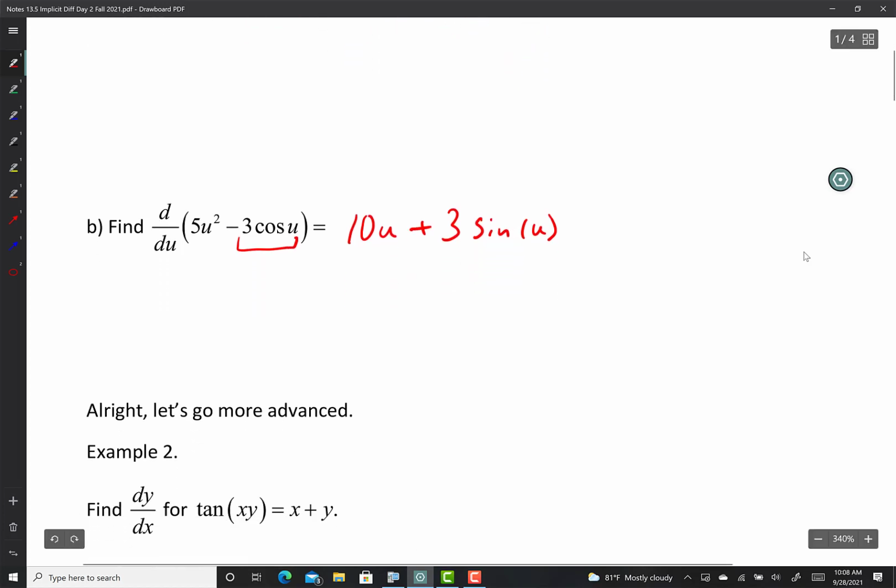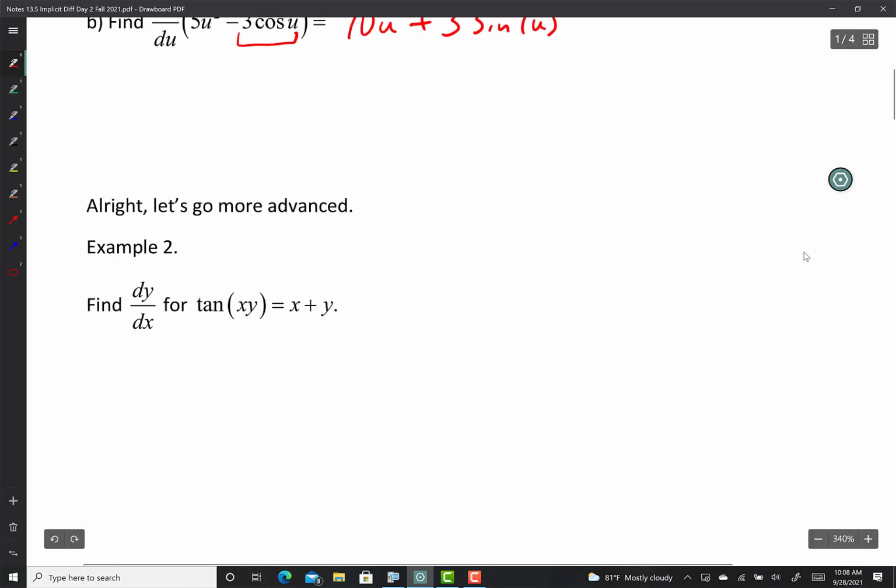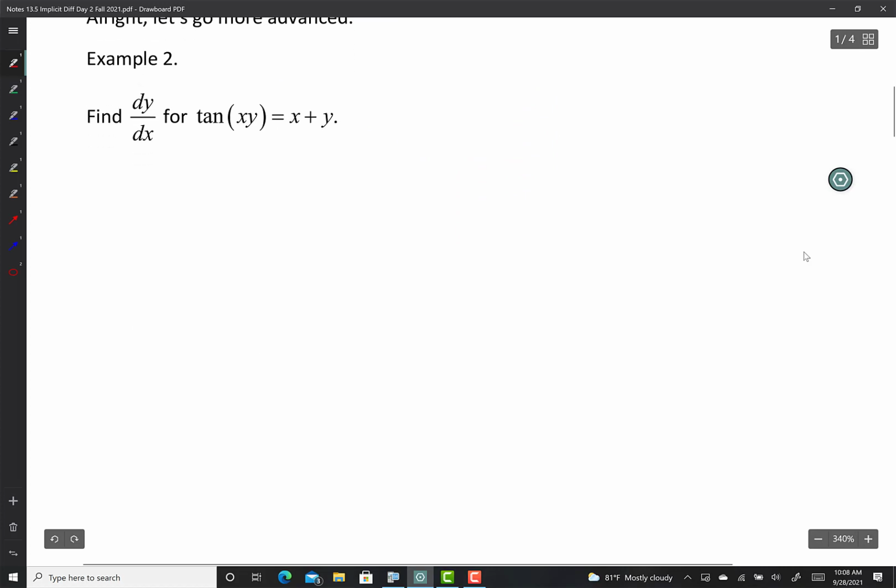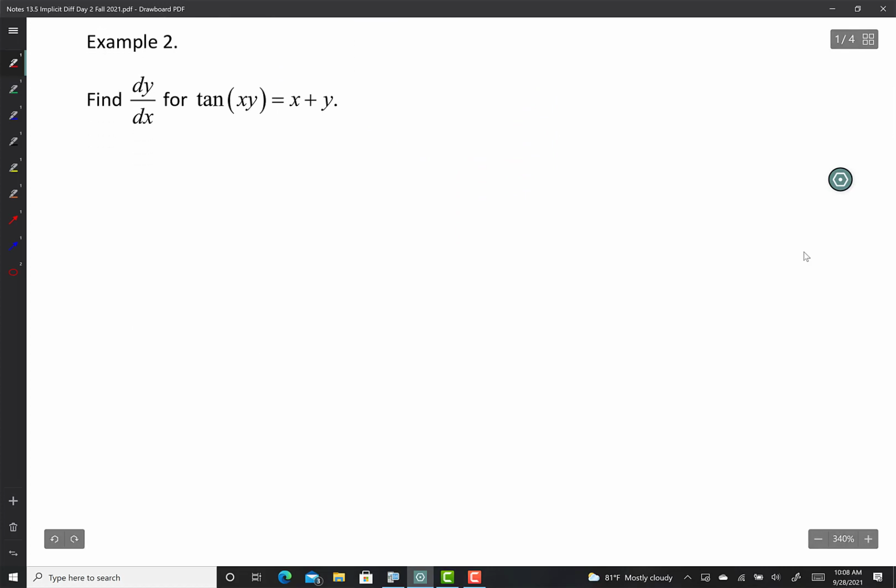All right, let's start going into more advanced problems. Here we go. So I want to find dy dx. It does not start with y equals whatever, so we're going to just take the derivative implicitly. We start with the outside. I see tan of xy. What's the derivative of tan? So I write secant squared, and I leave the xy alone. And then times the derivative of the inside. What rule do I have to use? Product. First, times the derivative of the second, dy dx.